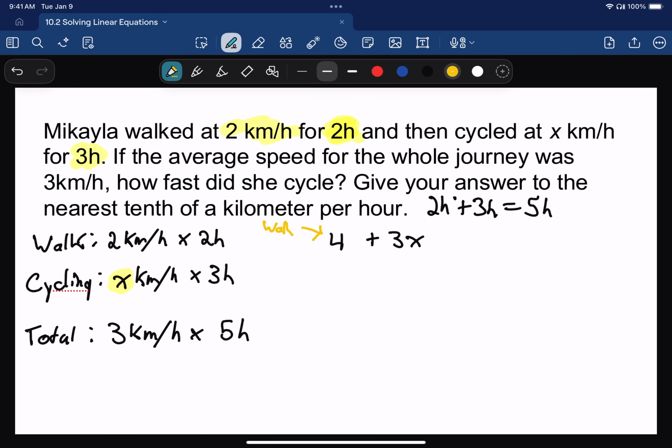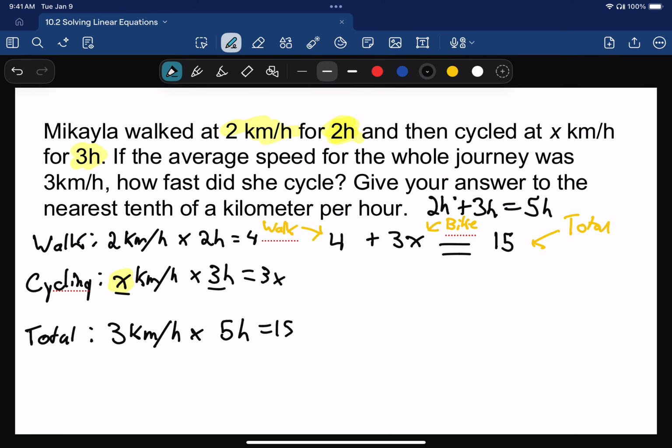Walk, and this is bike. And then the total is 3 times 5, which is 15. 15 in total. If you don't know where I got these numbers from, I am multiplying these and getting 4. This one we can't multiply because we have a 3 and an x, and this is 3x. And in this case, 3 times 5 equals 15. I'm using these numbers. Okay, so now we have an equation, 4 plus 3x equals 15.